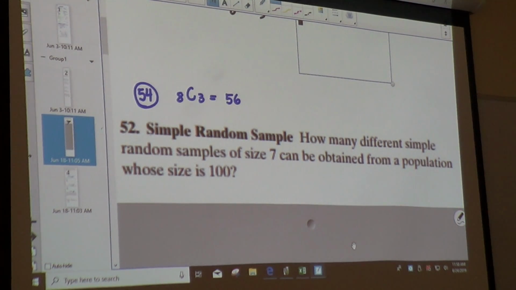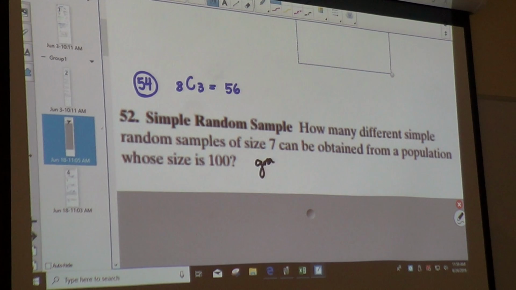How many different simple random samples of size 7 can be obtained from a population whose size is 100? So I just want groups of 7. Group of 7, group of 7, group of 7. Do we agree with the equation? James, you agree? This is going to be a combination, because you are getting a group or a committee or a sample.